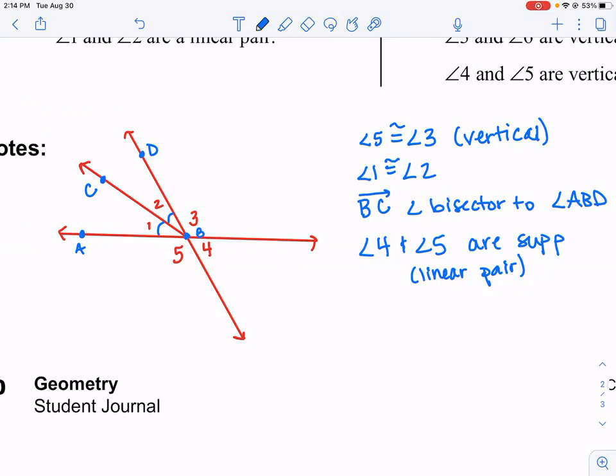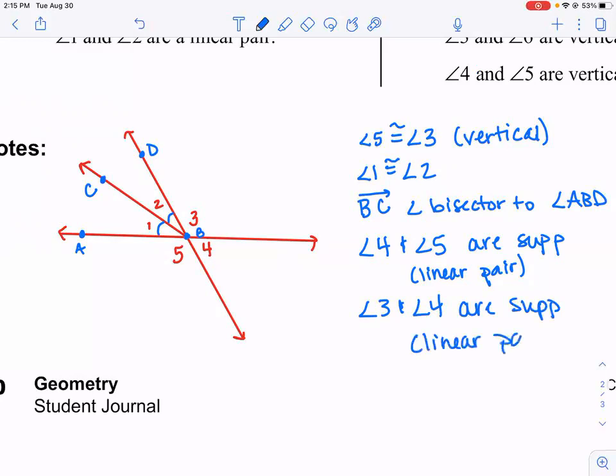Drew, is there another linear pair up here besides angles 4 and 5? 1, 2, and 3. I like that 1, 2, and 3 do add to 180. But when I ask for a linear pair, I only want 2 angles. So angle 3 and angle 4. Do you see how that's aligned? Angle 3 and angle 4 are also supplementary because they are a linear pair.